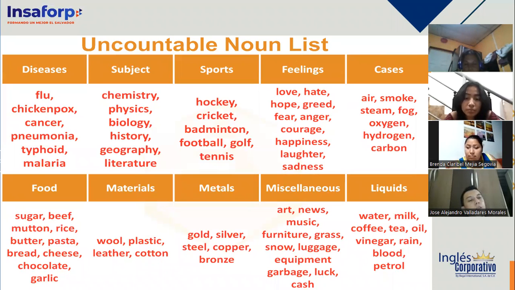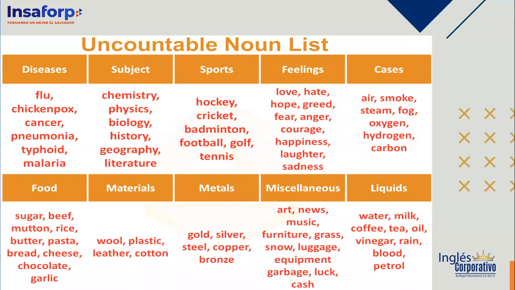All right. Now, we also have another category. Catherine, can you please read the next category, please? Sugar, beef, noodle, rice, butter, pasta, bread, cheese, and chocolate. Chocolate and garlic. Okay. So we had the category of food. You cannot say one sugar, two sugar. You say sugar, and it is uncountable. Is that clear? Yes. Okay, yes.